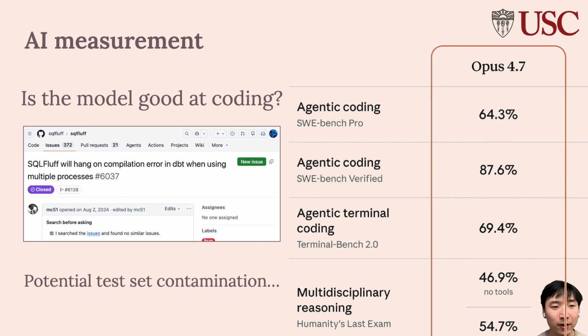One problem with this benchmark is test set contamination. As you can see, the GitHub issue here was actually closed in 2024. That means that the actual solution could have potentially been present in the model's training data. If the solution was contaminated, the model could have answered the question correctly not because it generalizes, but because it saw the answer and memorized it.